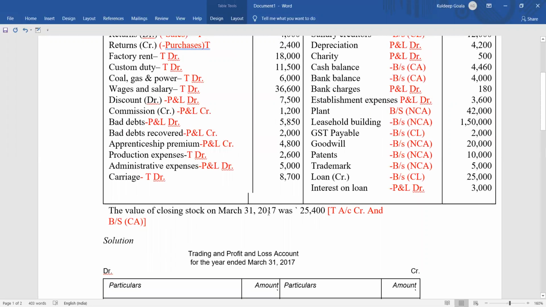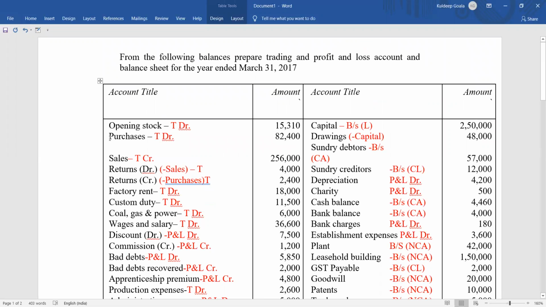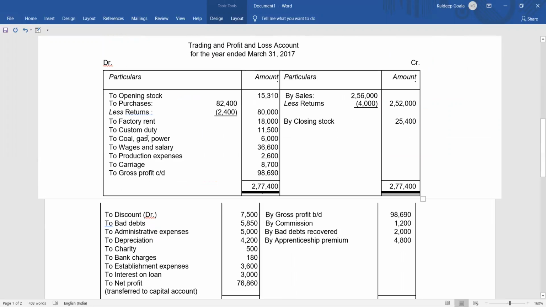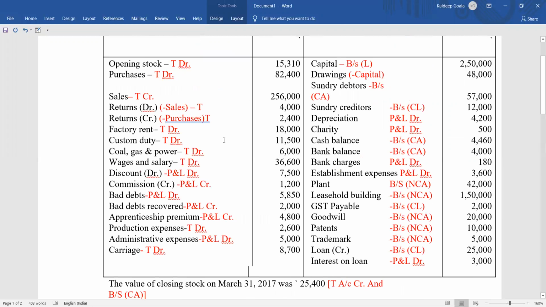Then coming to the next item, purchases. What is there? Purchases 82,400, and there is the purchase return, 2,400. So it will be what? "To purchases less return", right? To purchases 82,400 less returns 2,400, outer column 80,000. Clear? Now let's go to the next one.